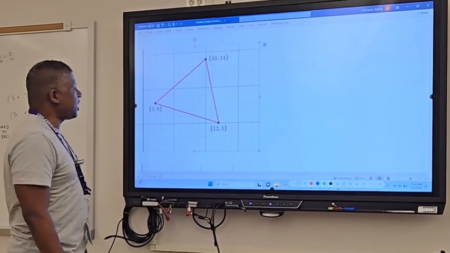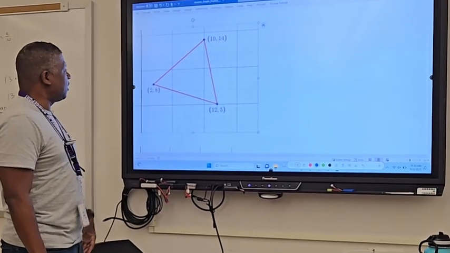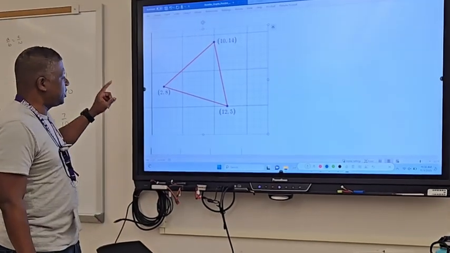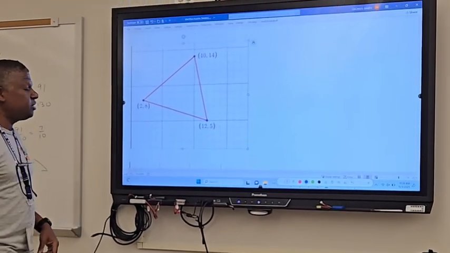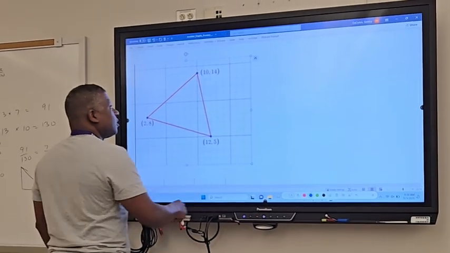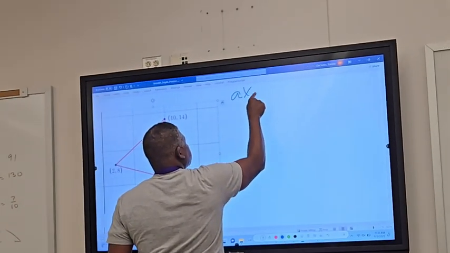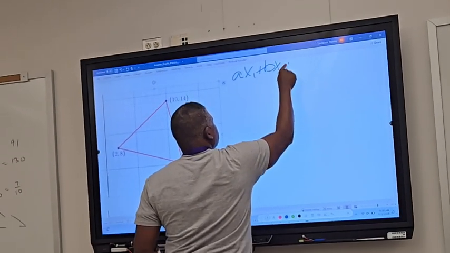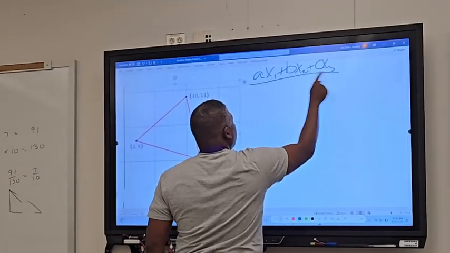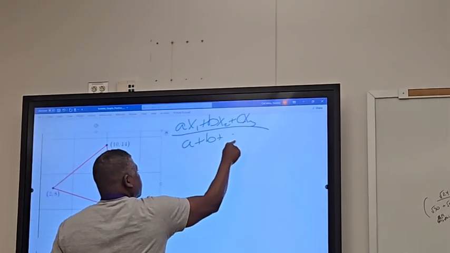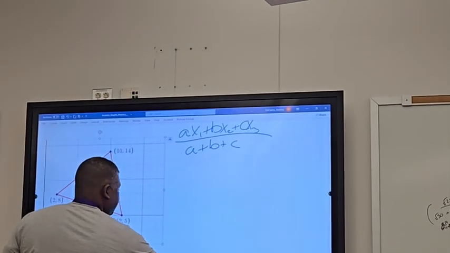All right, ladies and gents, today we're going to get the incenter of a triangle. As we see, we have the coordinates (2, 8), (12, 5), (10, 14). So we're going to use the incenter formula where we're doing a x1 plus b x2 plus c x3 over the perimeter. So I'm going to erase that for now.